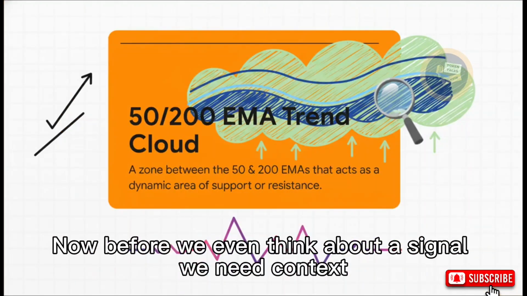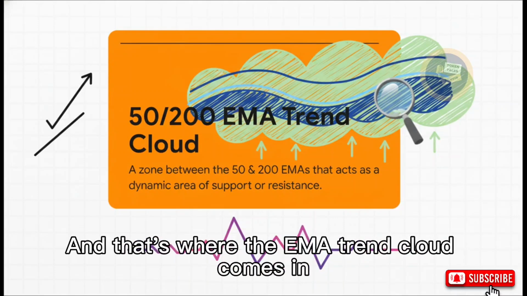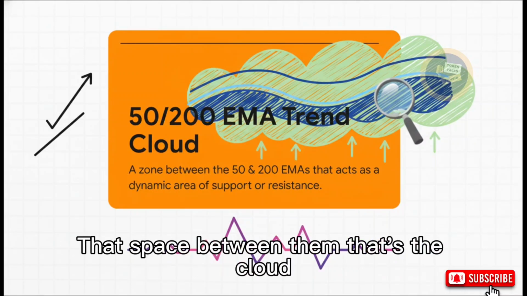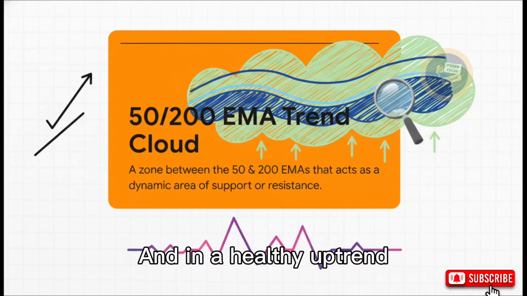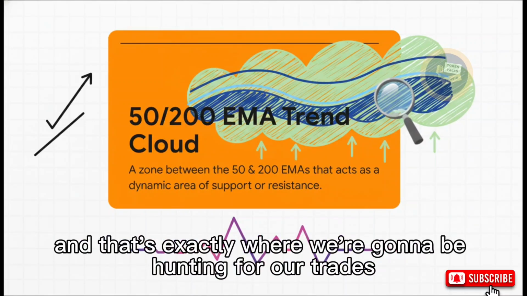Now, before we even think about a signal, we need context. We need to know who's in control of the market. And that's where the EMA Trend Cloud comes in. All you do is put a 50-period and a 200-period EMA on your chart. That space between them, that's the cloud. And in a healthy uptrend, this cloud acts like a dynamic zone of support. And that's exactly where we're going to be hunting for our trades.